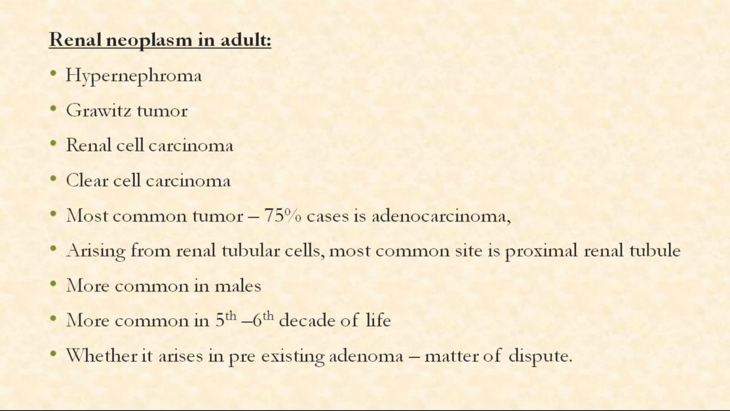What is the origin of this renal cell carcinoma? It arises from the renal tubular cells. The most common site is the proximal renal tubule. Distal means towards the ureteric side, so proximal means towards the renal pelvis. It is more common in males. The common age group of this renal cell carcinoma is 50 to 60 years of adult life.